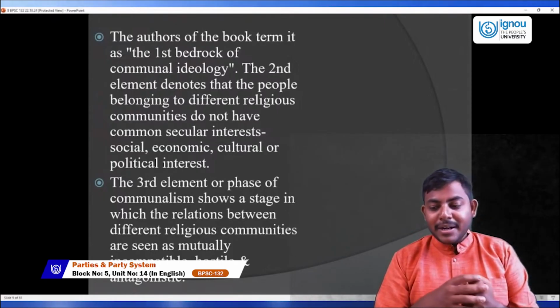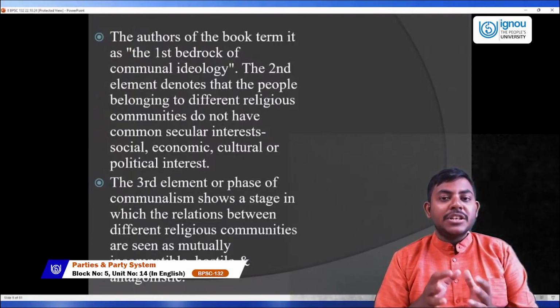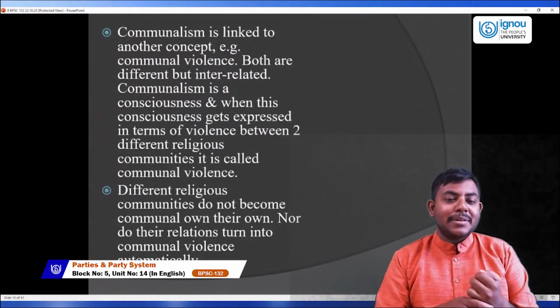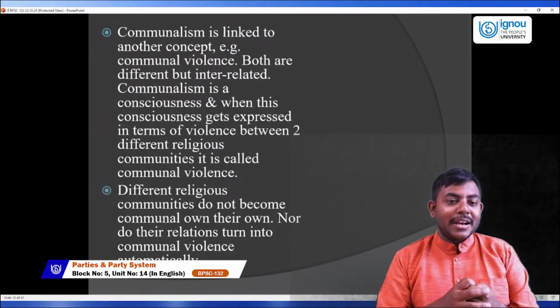And the third element or phase of communalism shows a stage in which the relations between different religious communities are seen as mutually incompatible, hostile, or antagonistic. So communalism is linked to another concept, that is communal violence. Both are different but interrelated.